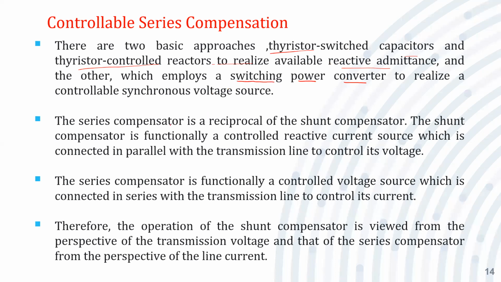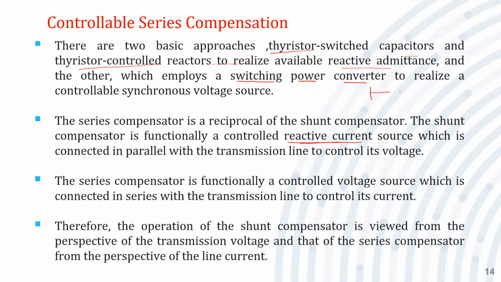Second point, the series compensator is a reciprocal of shunt compensation. In shunt compensation, we are providing the reactive power, whereas here we are reducing the reactance of the transmission line. So it may be called line length compensation. The shunt compensator is functionally a controlled reactive current source, which is connected in parallel with the transmission line to control its voltage. So what is the main difference?